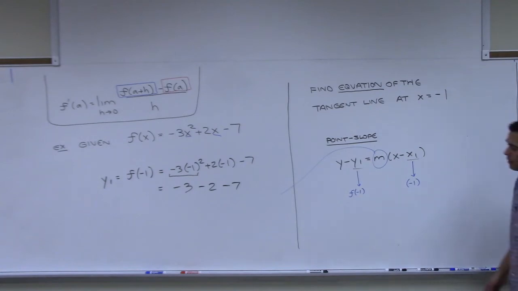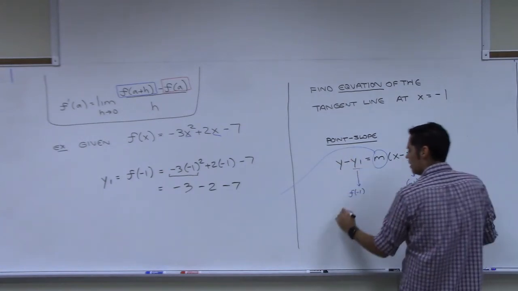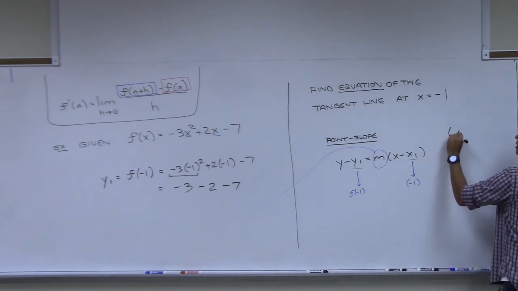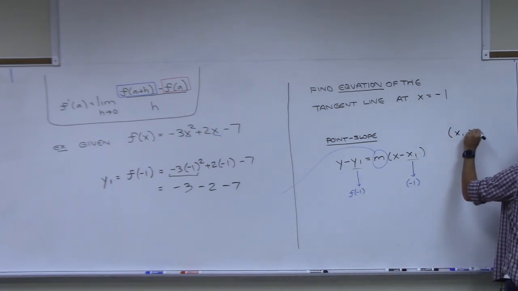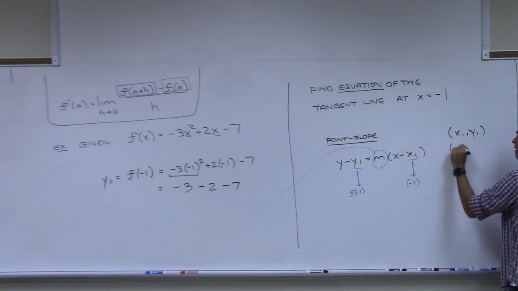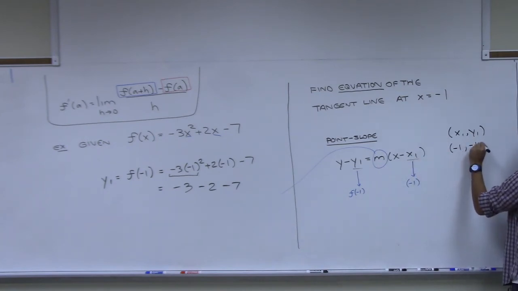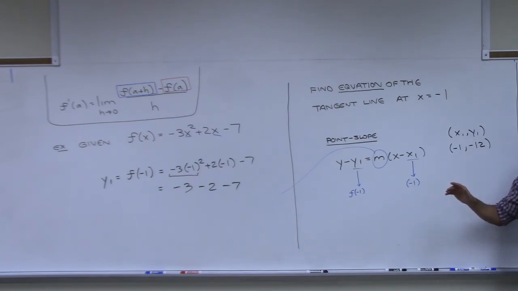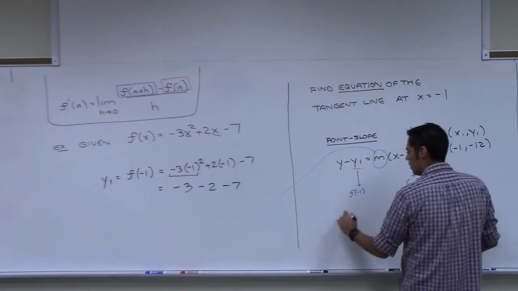Yes? Okay, so what we have here, let me write it so you can see it as a point. x1, y1, which is a point that lives on this curve, is actually -1, -12. That point lives on that curve, and that's where our tangent line should be. Yes? No? Maybe? Okay, so now let's plug it in here.